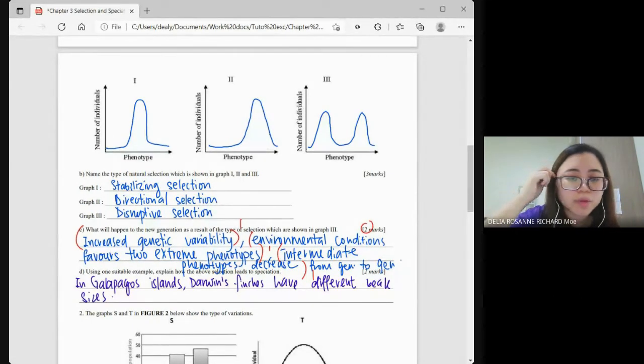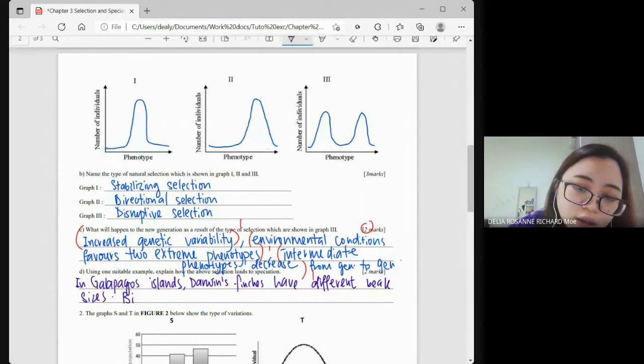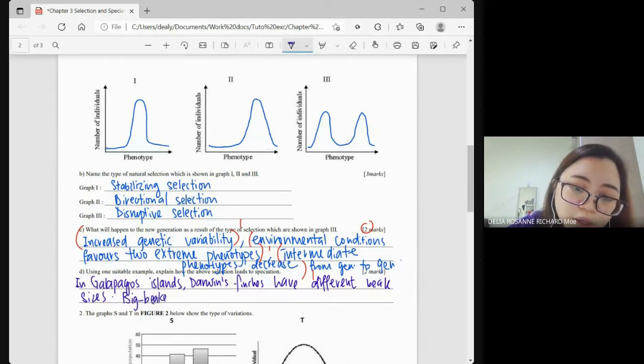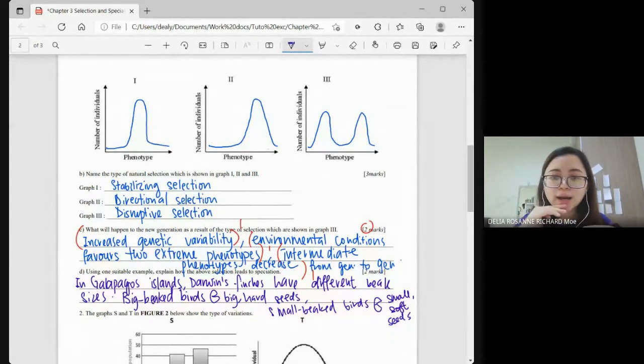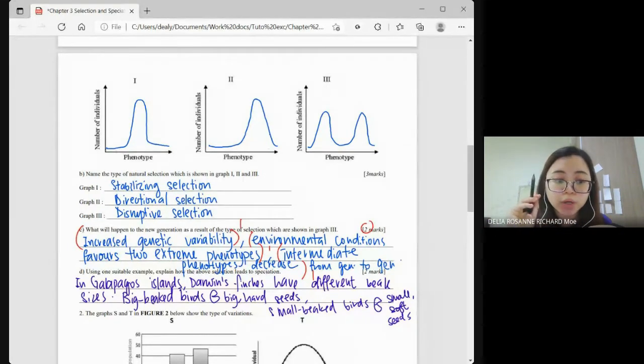And then I need to explain how the big beak, tongue twister, big beak birds will eat big hard seeds, and the small beak birds will eat small soft seeds. So to get the two marks, first you state what is your example, bagi tahu apa contoh kamu.